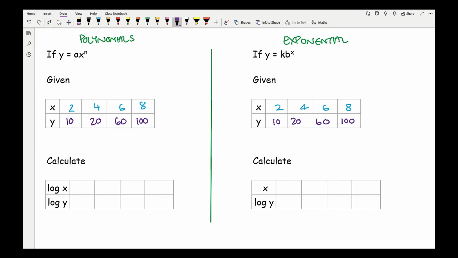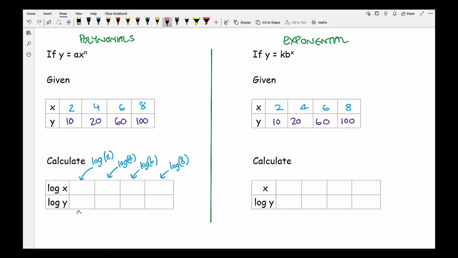So for example, working with the polynomial one, rather than working with x and y, I need to work with log x and log y. So to work out this value here, I'm going to do log of whatever the x value is, so that'll be log 2. This value here would be log of 4. This value here would be log of 6. And this value here would be log of 8. And again, each of those could be to whatever base you want, as long as you're using the same base for both your x and your y values.